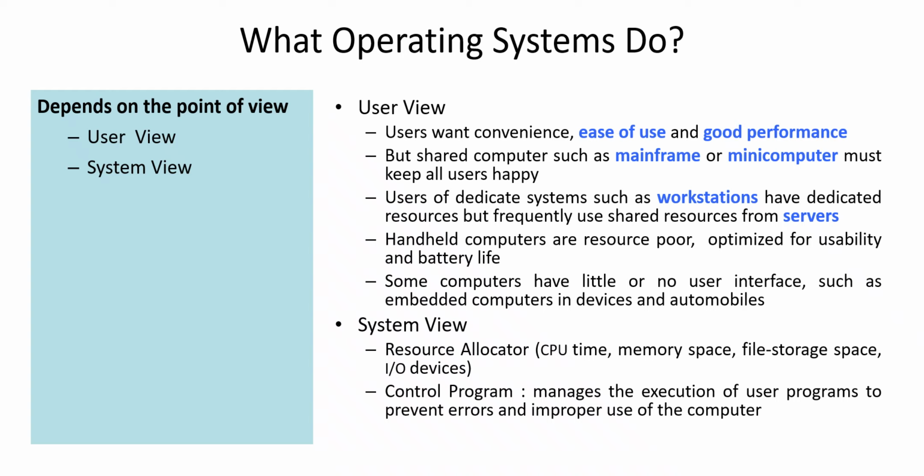From the system view, things look quite different. Here, the OS is seen as a resource allocator, managing CPU time, memory space, file storage space, and I/O devices. It's also a control program, managing the execution of user programs to prevent errors and improper use of the computer. So, depending on who you ask, a regular user or a system engineer, you will get a genuinely different answer to what an operating system does.